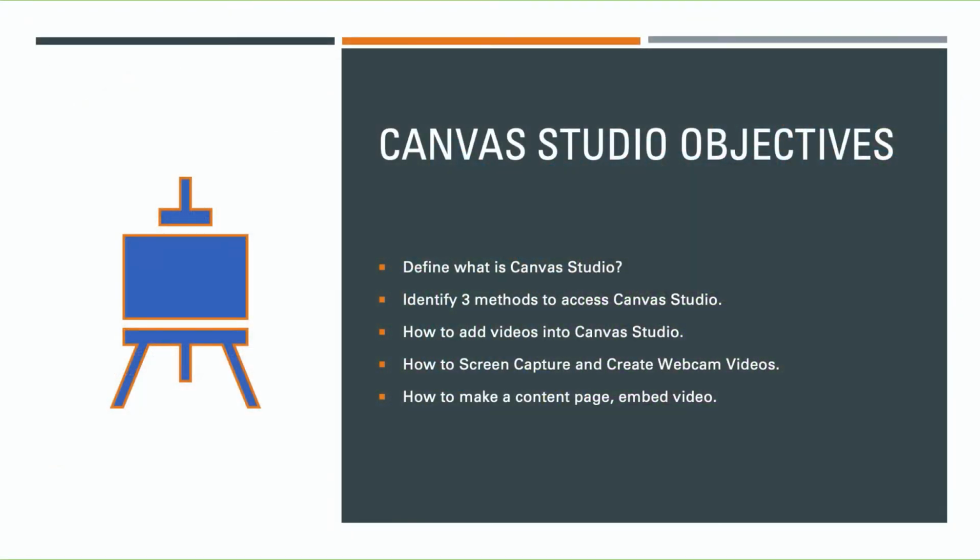Okay, so we're going to really focus on 5 main topics in this first part of this video. We're going to define what Canvas Studio is. We are going to look at the methods that we are able to access Canvas Studio from actually our Canvas classes. I'm going to show you how to add video into Canvas from external sources. I will then work on how to show you the method to create screen captures and to create webcam videos, and actually a combination of the two together.